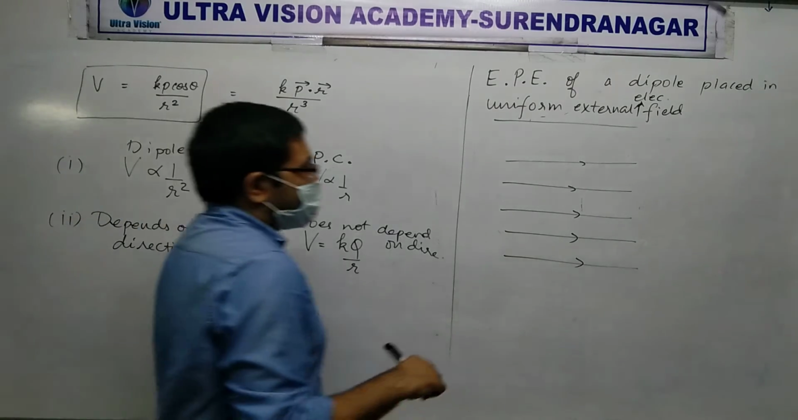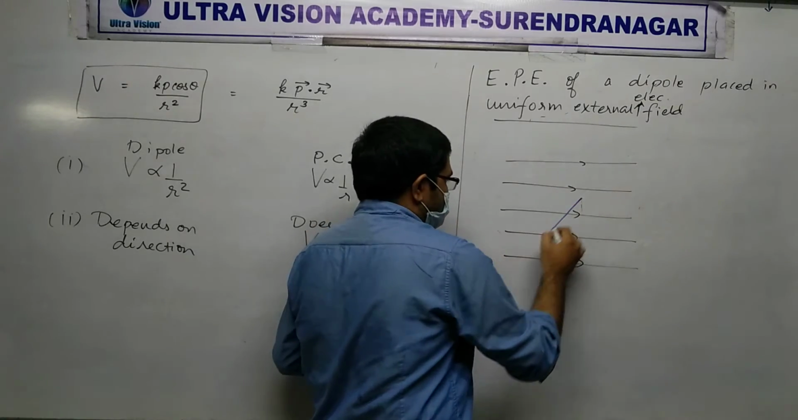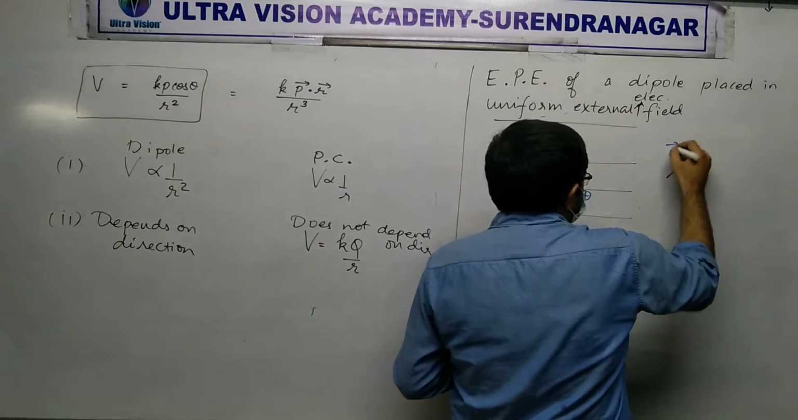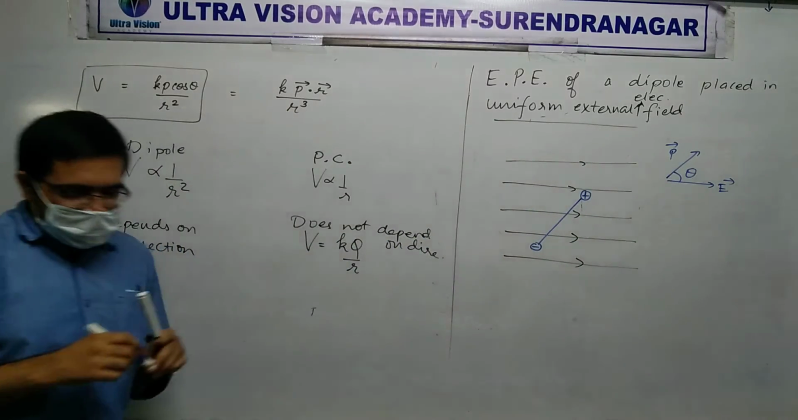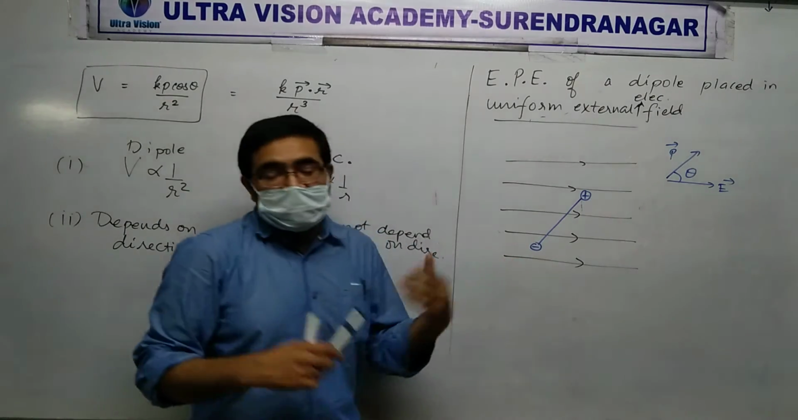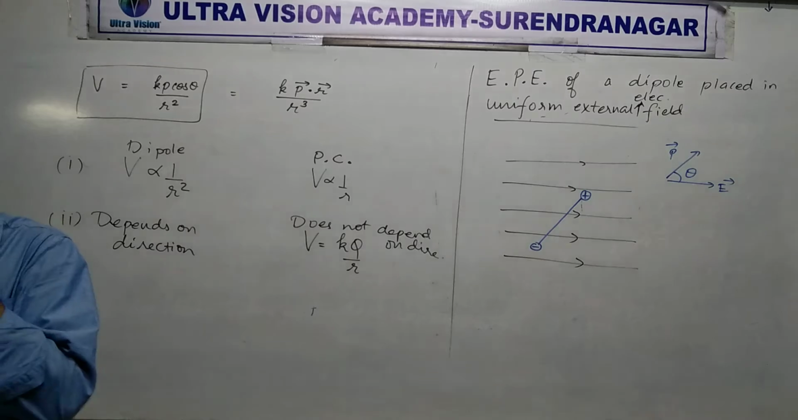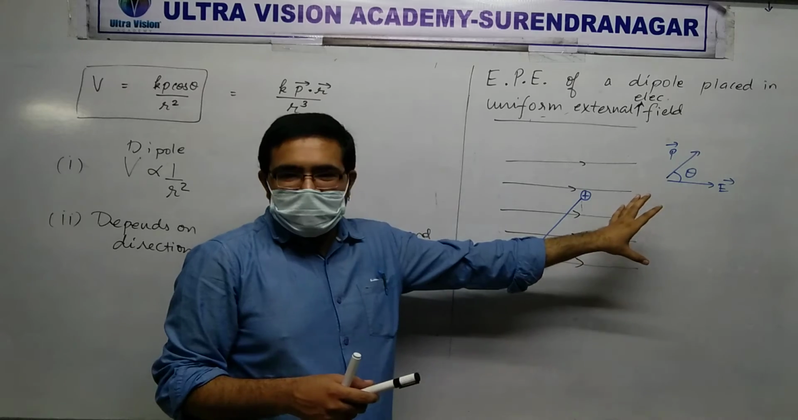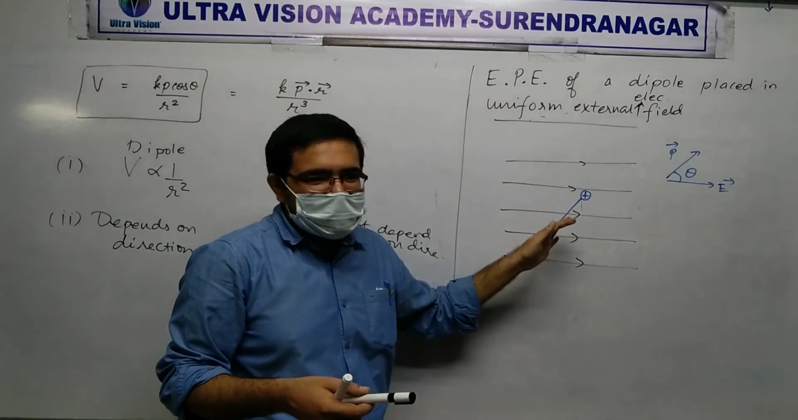And in this electric field, a dipole has been fixed at some angle. So the angle between dipole moment and electric field is theta. When you write all these derivations, you should start with sentences like: consider a dipole placed in a uniform electric field as shown in the figure. The angle between dipole moment and electric field is theta.